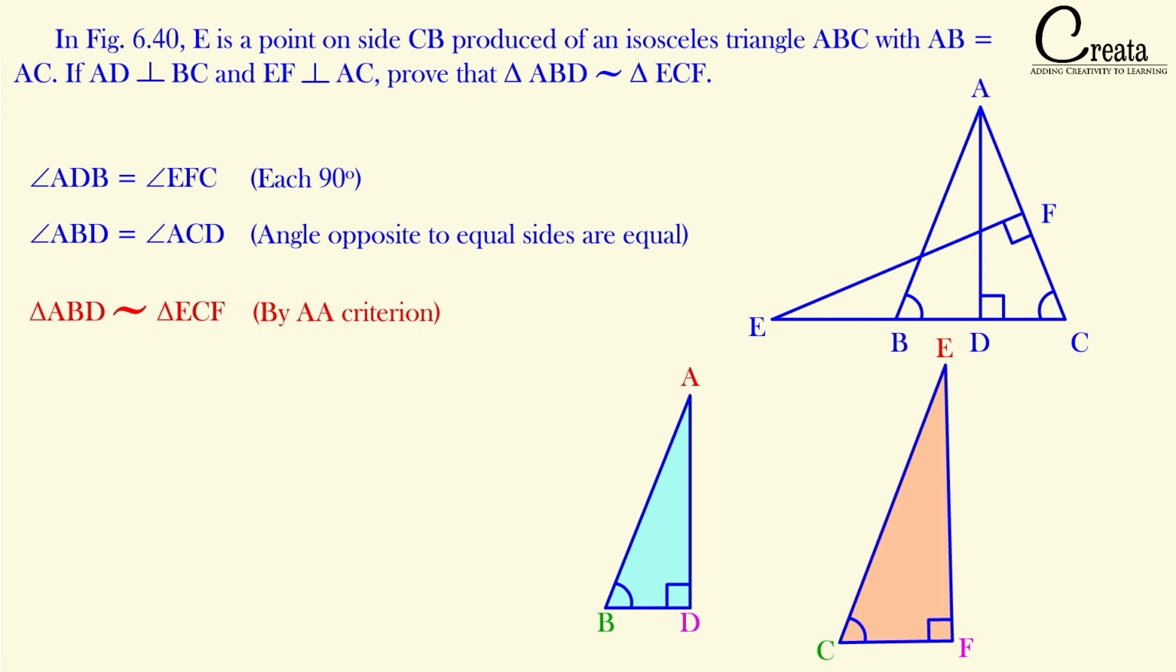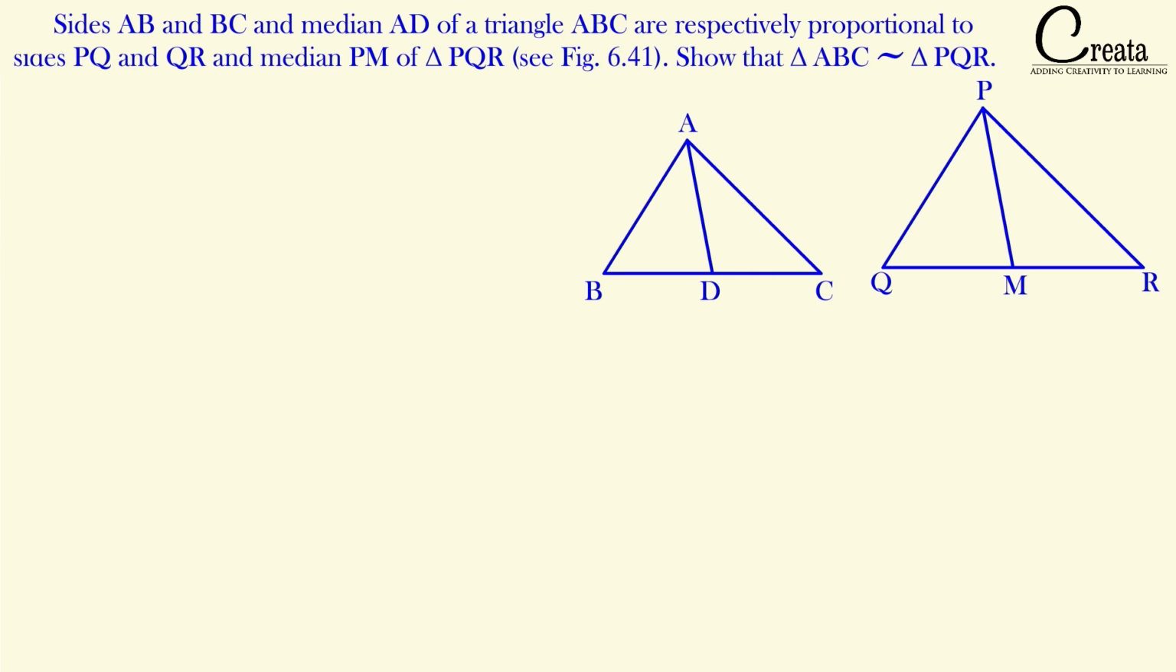So we got that triangle ABD is similar to triangle ECF by angle-angle criteria. That is the answer to this question. Got it? We are done with this question. Let's move to the next question.